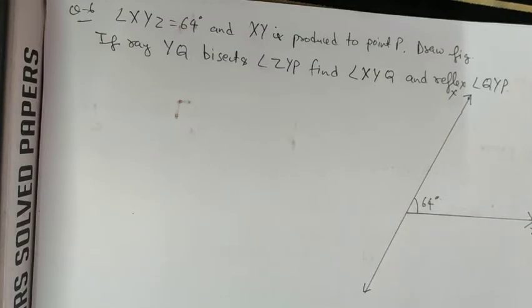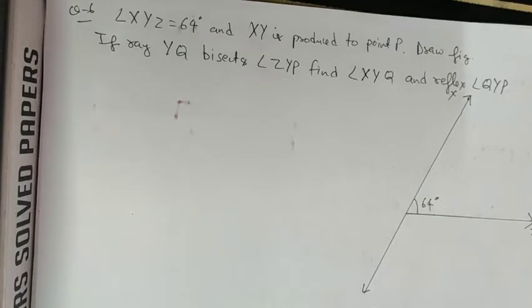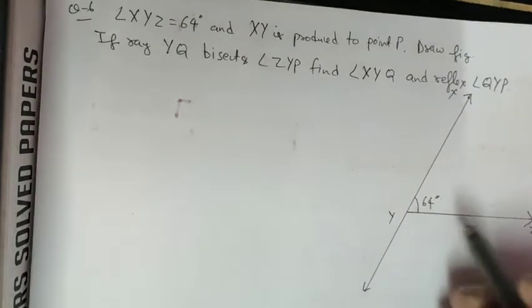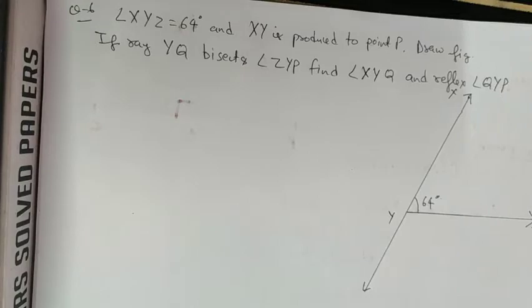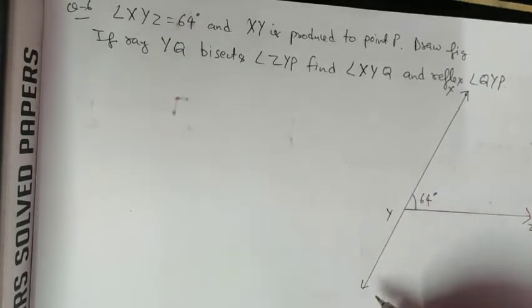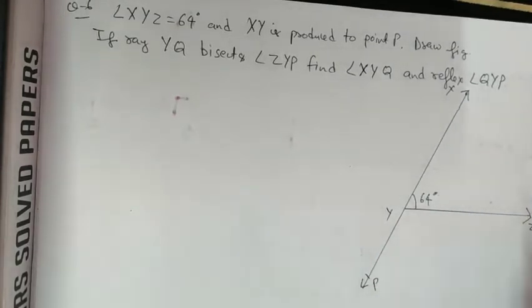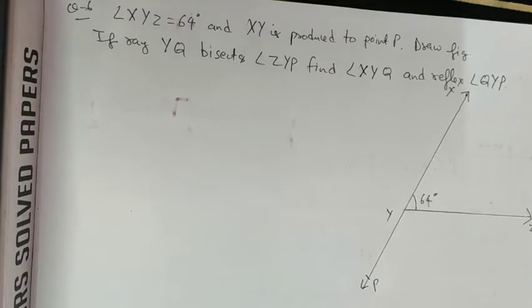In question 6, it is given that angle XYZ is equal to 64 degrees. So I have drawn this with the help of a protractor. I have drawn the 64 degree angle XYZ. Then it is said that XY is produced to point P. So I have extended this XY in the backward direction till point P. Now it is said that angle Z, produced to point P. Draw a figure from the given information. So that figure is drawn. Okay, like this we will draw the figure.